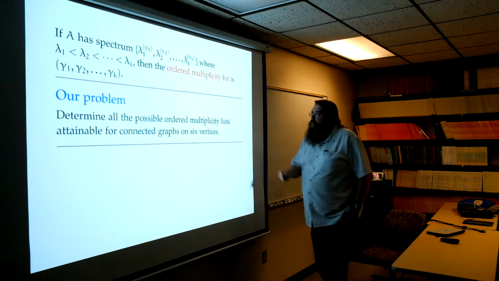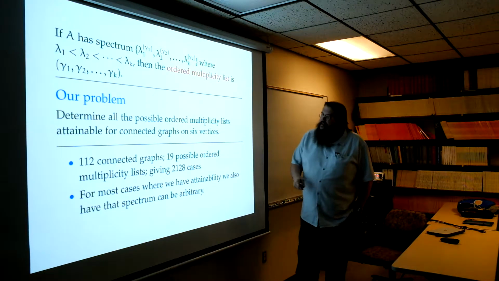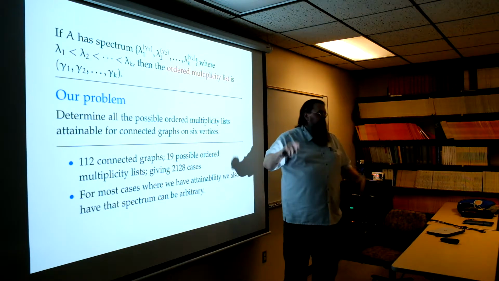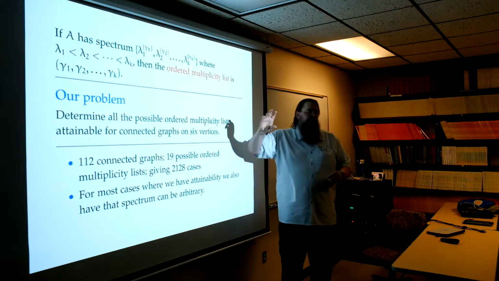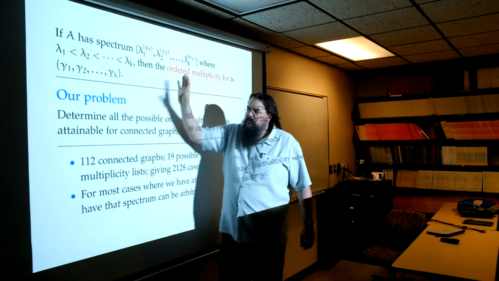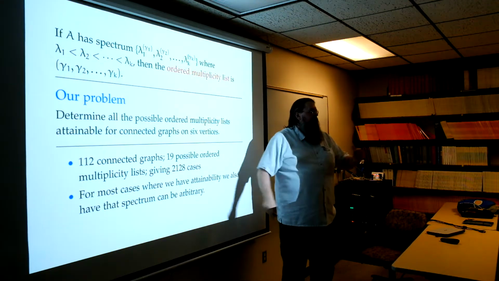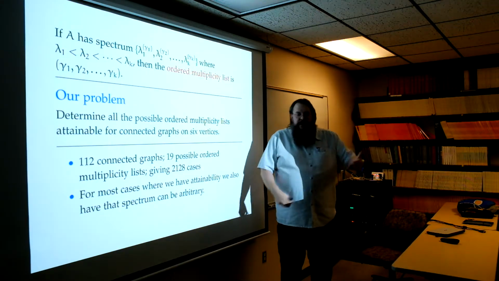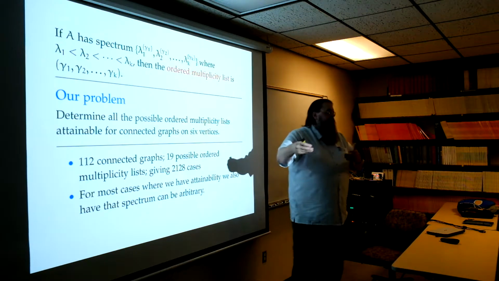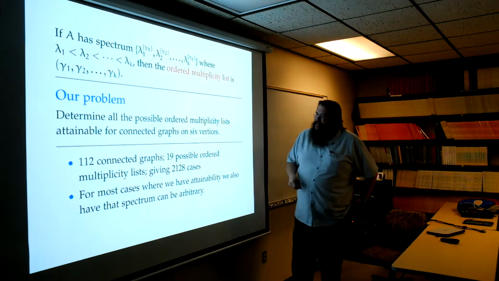And now, what are we going to do? Well, we're going to tackle this. There are 112 connected graphs. There are 19 possible ordered multiplicity lists once you take care of symmetry, because if I have a matrix, I can negate it, which essentially just says I can reverse. So I can narrow things down. That gives 2,128 cases of possible things where you have a graph and an ordered multiplicity list. We know this for 2,127. So there's just one outstanding, and I'll point it out in just a second.